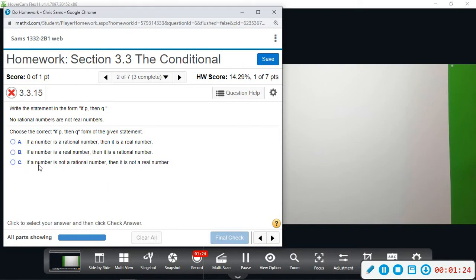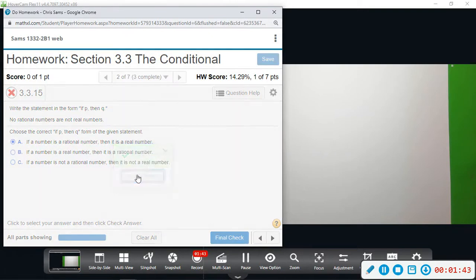And then C says if a number is not a rational number, then it is not a real number. And this is also not true. Not a rational number could be irrational. And then it says it's not a real number, and irrational numbers are real. So the one that would be true in this case would be A.